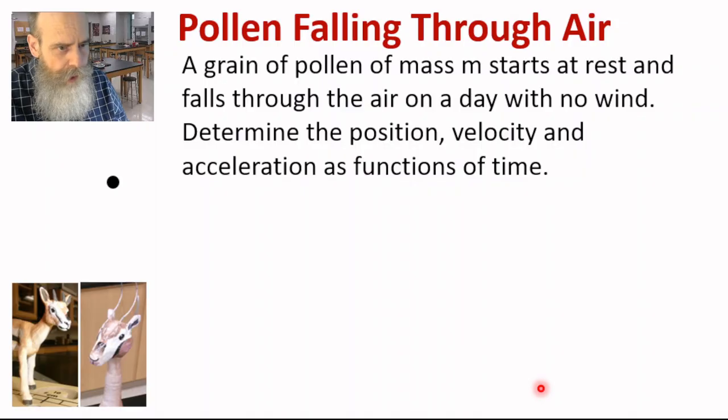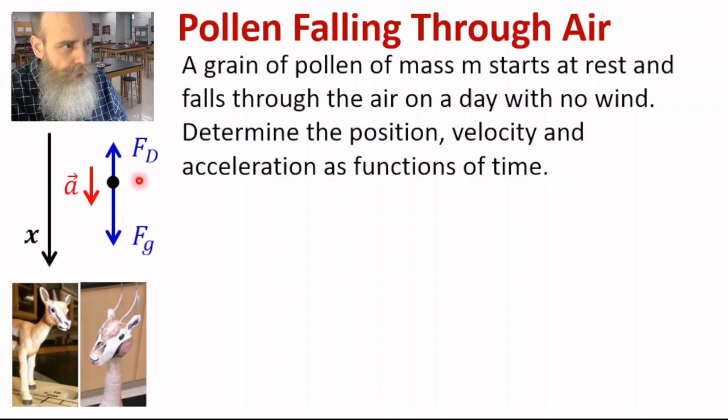Let's draw a free body diagram. The dot represents the grain of pollen. Force of gravity, Fg, is down. Drag force, Fd, is up. Acceleration is down. And the x-axis is positive going downwards. And let's start it at x equals 0.